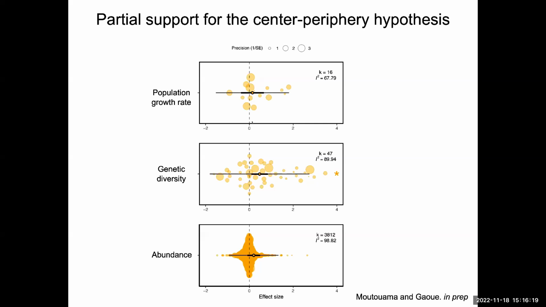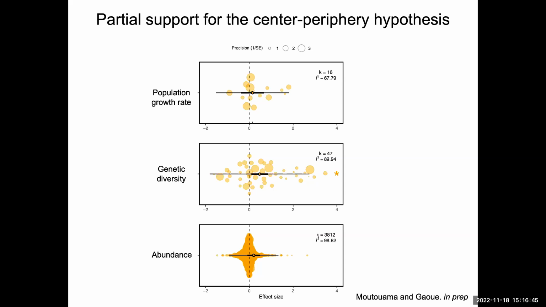The dashed line here represents where there is no difference between central and peripheral populations. As you can see, we have support only when we use genetic diversity as the response variable, suggesting that in general, species have higher genetic diversity at the center than at the periphery.